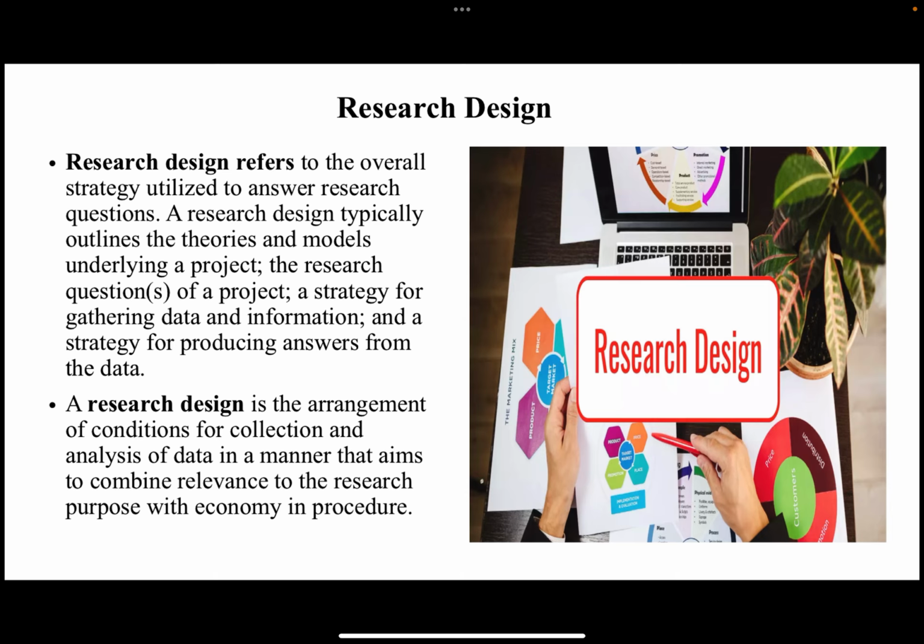Again, you can also say that the research design is the arrangement of conditions for collection and analysis of data in a manner that aims to combine relevance to the research purpose with the economy in procedure. Okay, so these are all meanings of research design. Basically, when we say a research design, they are the various procedures and the strategies that you are going to use to get answers to your research questions, to collect information in order for you to be able to answer the research questions. That is what we mean by a research design.